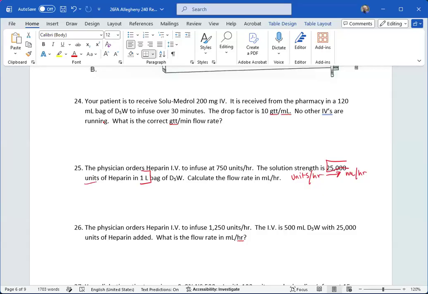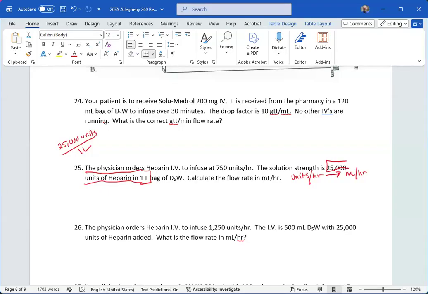So all of this that I'm creating a little bit of a box around, starting over here at 25,000, it's all in the same bag, meaning it looks like this: 25,000 units in 1 liter. Okay. So that's all together. You want to keep that together. And you know that 1 liter is the same thing as 1,000 milliliters. That'll come in handy in just a minute.